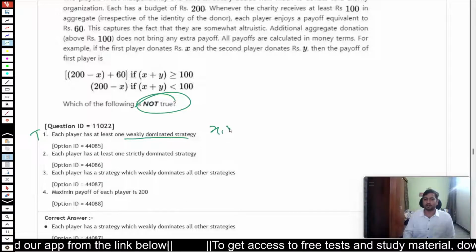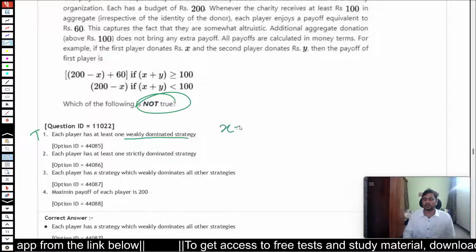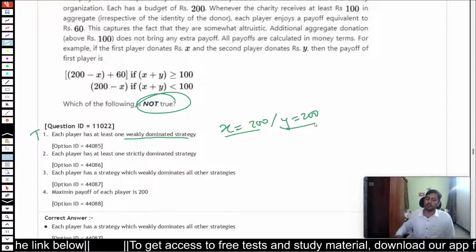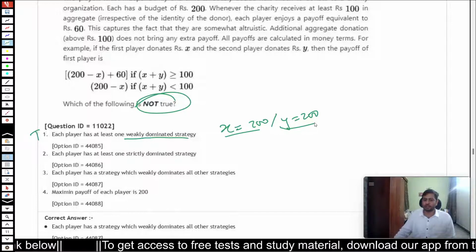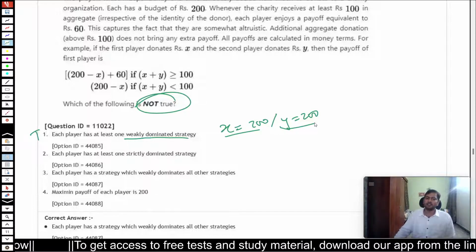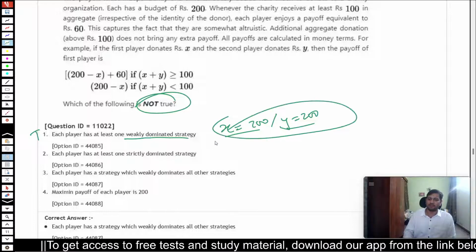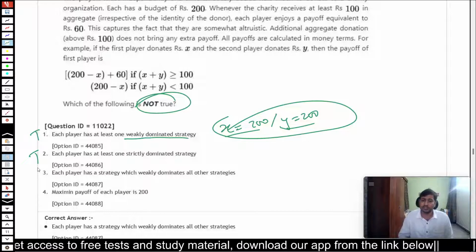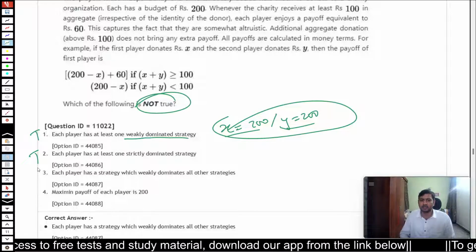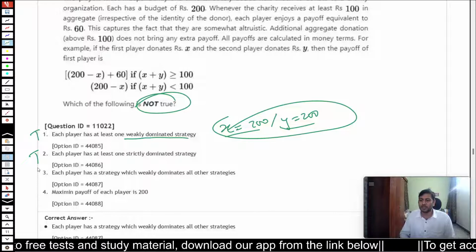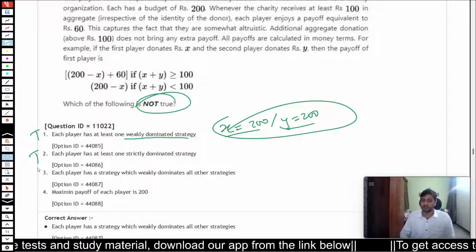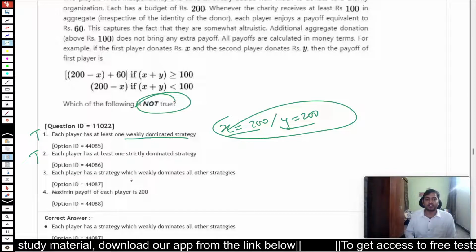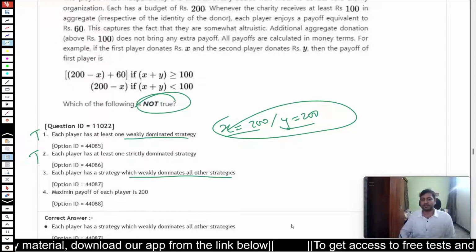Okay, x comma y, x equals 200 or y equals 200. These are both individuals' weakly dominated strategies. Strictly dominated strategy, again same one. जो स्ट्रिक्टली डोमिनेटेड है, वो वीकली भी डोमिनेटेड है, because weakly dominated strategies are a superset of strictly dominated strategies. ठीक है. Now third one, each player has a strategy which weakly dominates all other strategies.